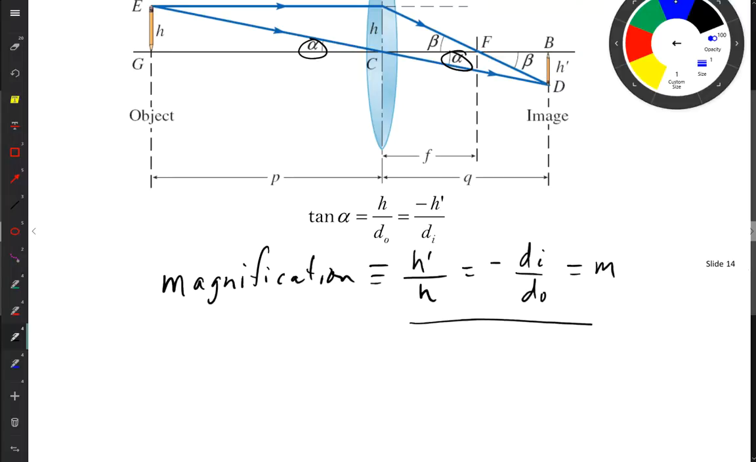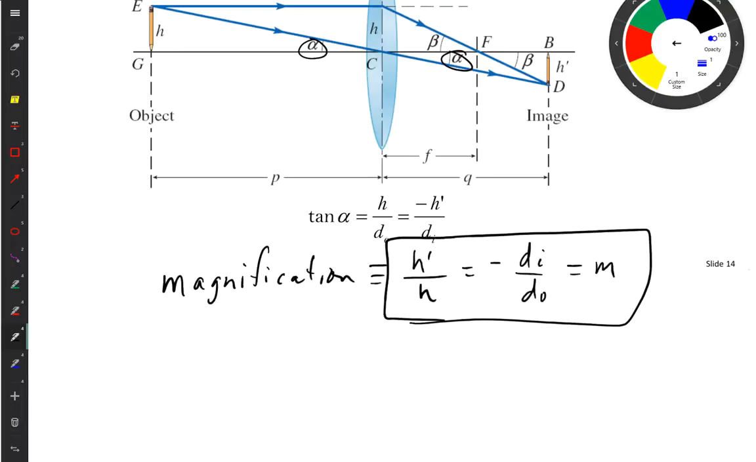We use a lowercase m for magnification. And so there's a fundamental relation for the images we're producing. The magnification is defined as the height of the image over the height of the object. But it turns out that based on geometry, it's also equal to minus the image distance over the object distance. So if the image distance is positive and the object distance is positive, you're going to have a minus in the magnification. What does that minus sign mean?